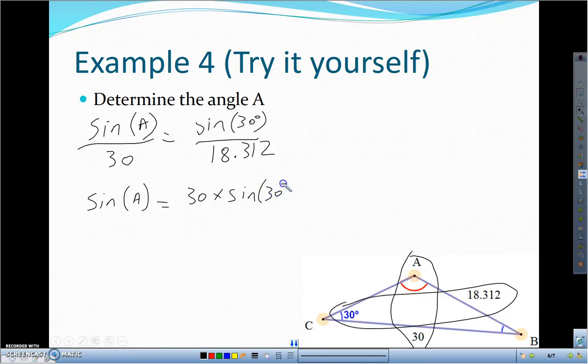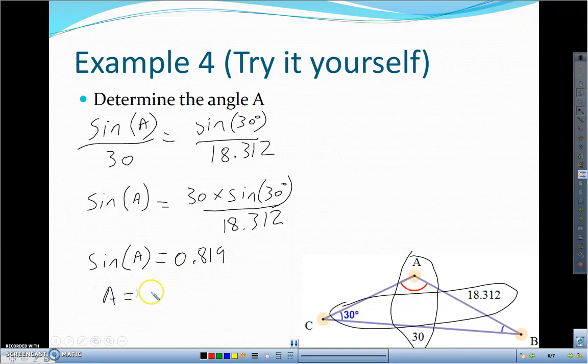Sine A is equal to, bring the 30 up, multiplies the top, is equal to 30 times sine 30 degrees divided by 18.312. Get out my trusty calculator and see if we can figure this out. Sine A is equal to 0.819. So in this case, A is equal to sine inverse of 0.819. A is equal to 55 degrees.